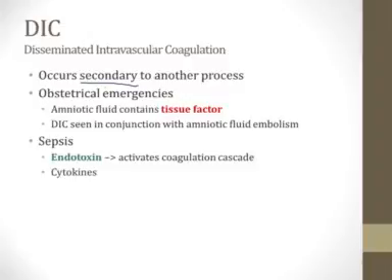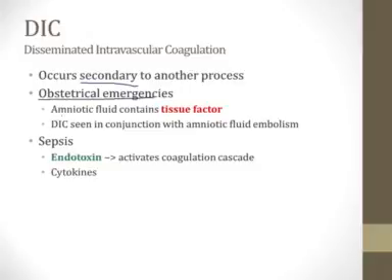DIC always occurs secondary to some other process, so let's talk about some of the conditions that can lead to DIC. First of all, many obstetrical emergencies can lead to DIC. DIC is a feared complication of problems related to childbirth. So, for example, women who have abruption of the placenta can develop DIC. Also, women who have major hemorrhage after delivering a baby can sometimes develop DIC.